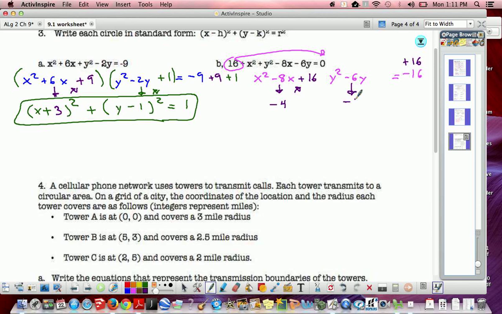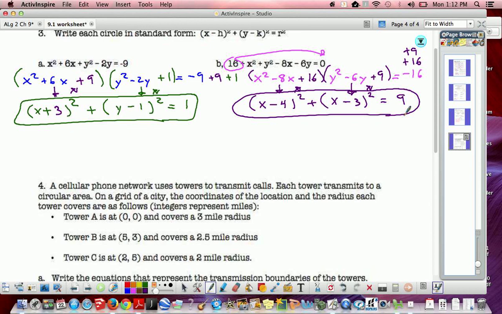Half of negative 6 is negative 3. Negative 3 squared is 9. So I need to add 9 to both sides. So the first part factors to x plus 4 quantity squared. The second part factors to y minus 3 quantity squared equals, add those up, 9.